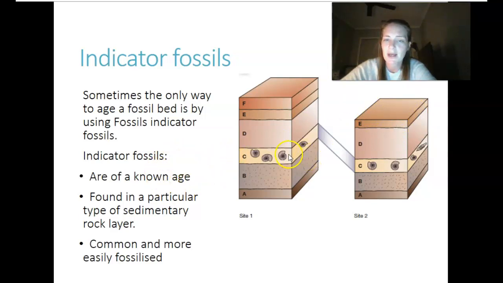Index fossils are useful not only to estimate the age of a strata layer, but to also estimate the age of a fossil that's found within that same strata layer. So if we didn't know how old this fossil was, but we did know how old this index fossil is, then we can relatively date this fossil as being from the same time. So that's index fossils.